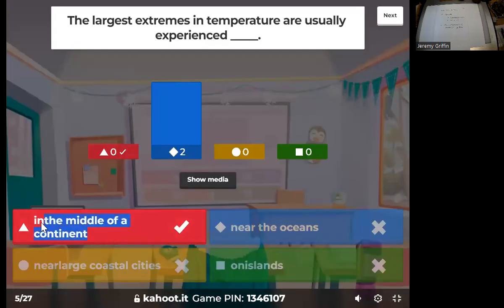So we're looking for the middle of a continent. Another way to reason this out was the other three are all similar: near oceans, near the coast, that's near the oceans, on islands, that's surrounded by ocean. The other three options are all surrounded by huge bodies of water.